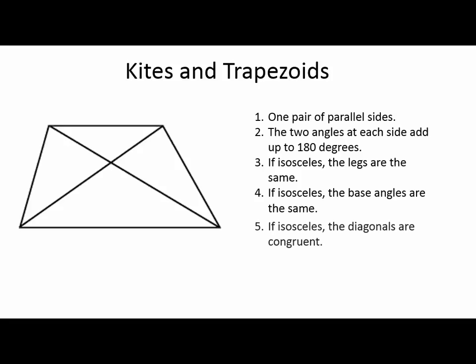Another thing that we have is, if isosceles, the diagonals are congruent. You guys see my diagonals? So do me a favor, write that down. If isosceles, the diagonals are congruent. So the length of each diagonal is the same.